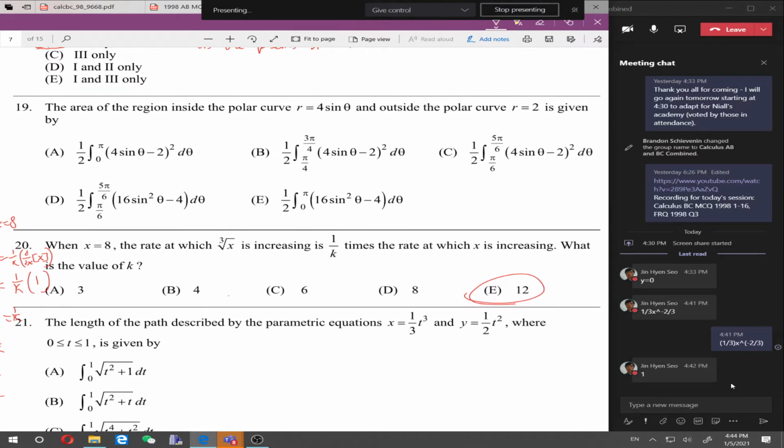Okay. Jumping to 19, we've got the area of the region inside the polar curve of 4 sine theta and outside the polar curve of r equals 2 is given by which of the following equations?